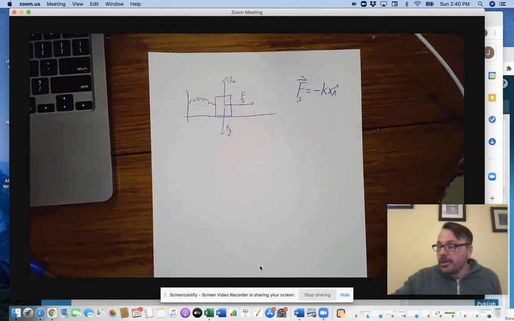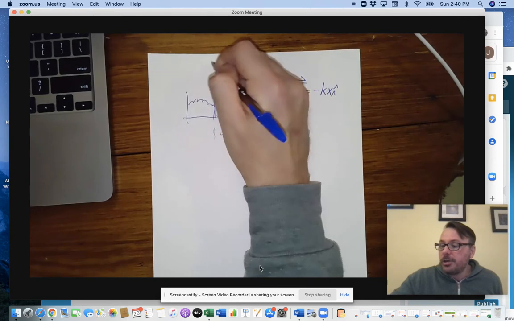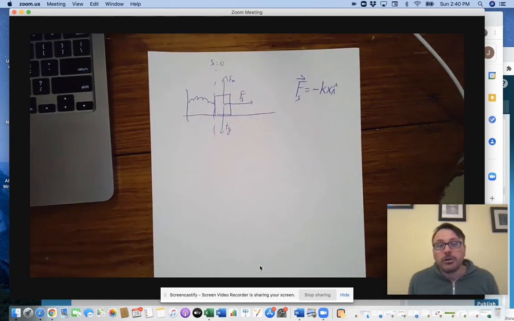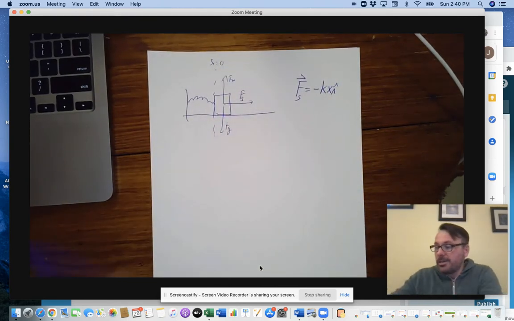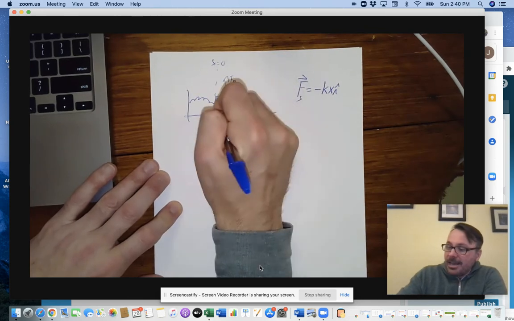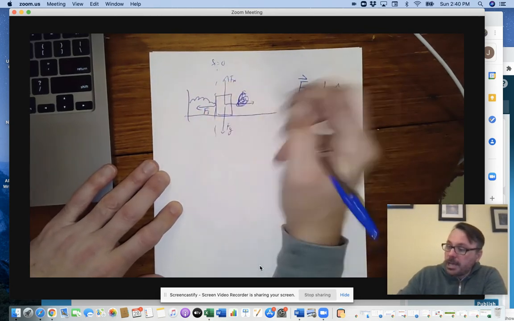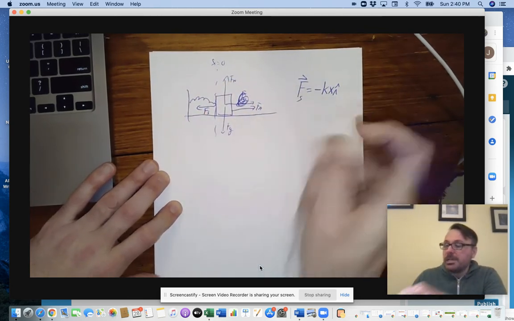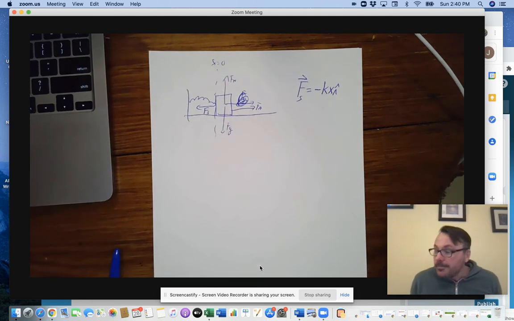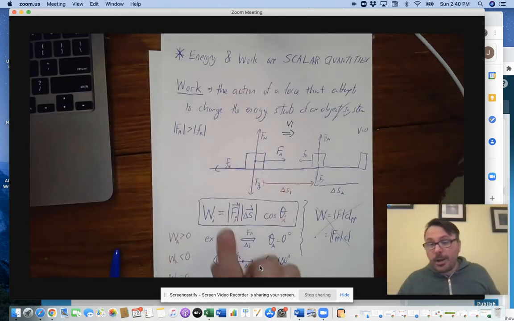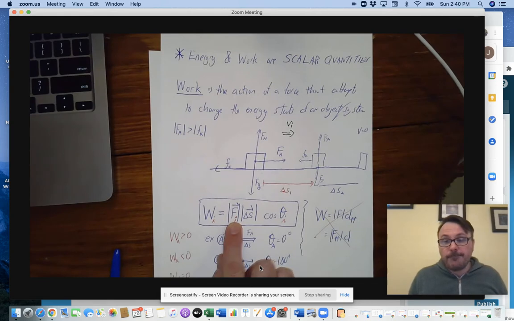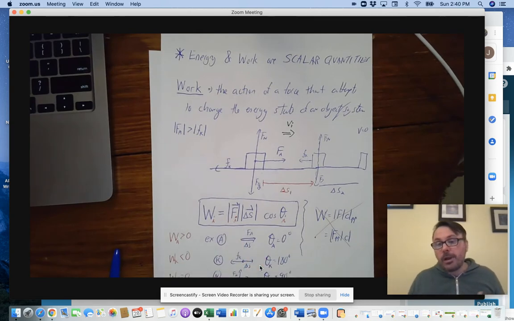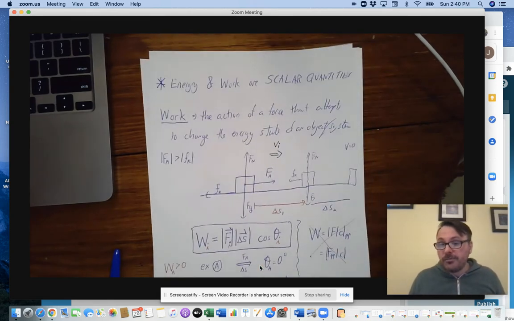The further and further I stretch it from that equilibrium position, if that's x equals zero, the stronger and stronger and stronger the spring force would be, actually acting in this direction, sorry. But maybe I have some sort of applied force in this direction. That was silly, right? So that force changes over position. The problem is this equation doesn't account for that, right? So how would I account for the changes in force over position?